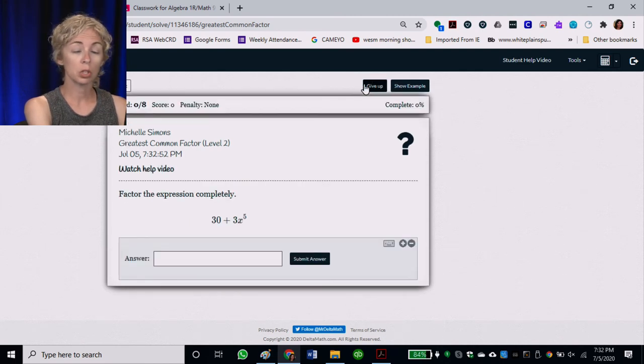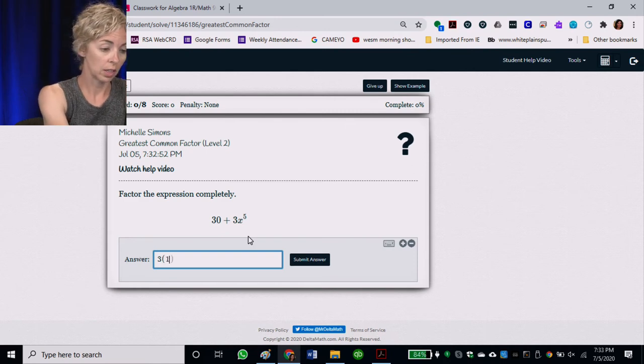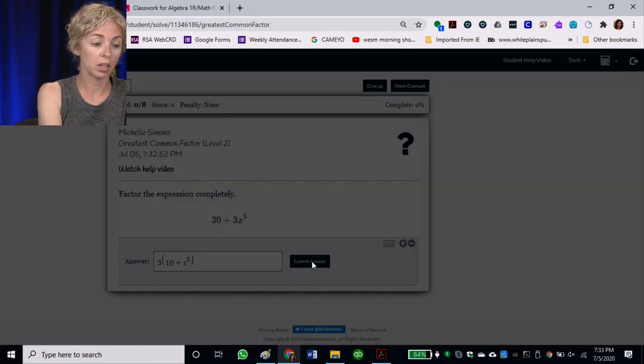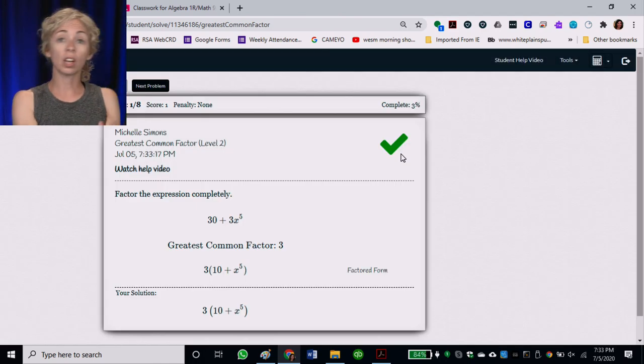And I'm going to go back to the original problem. And your answer, so if I'm factoring, the GCF is 3, set of parentheses, and then 10 plus x. Now, for any exponent, you have to use the caret, which is in the number 6 button. Hit shift to raise that up to the exponent to the 5th power. Submit your answer. Are you sure you want to submit? Yes, and you'll get your feedback. So I got that question correct.